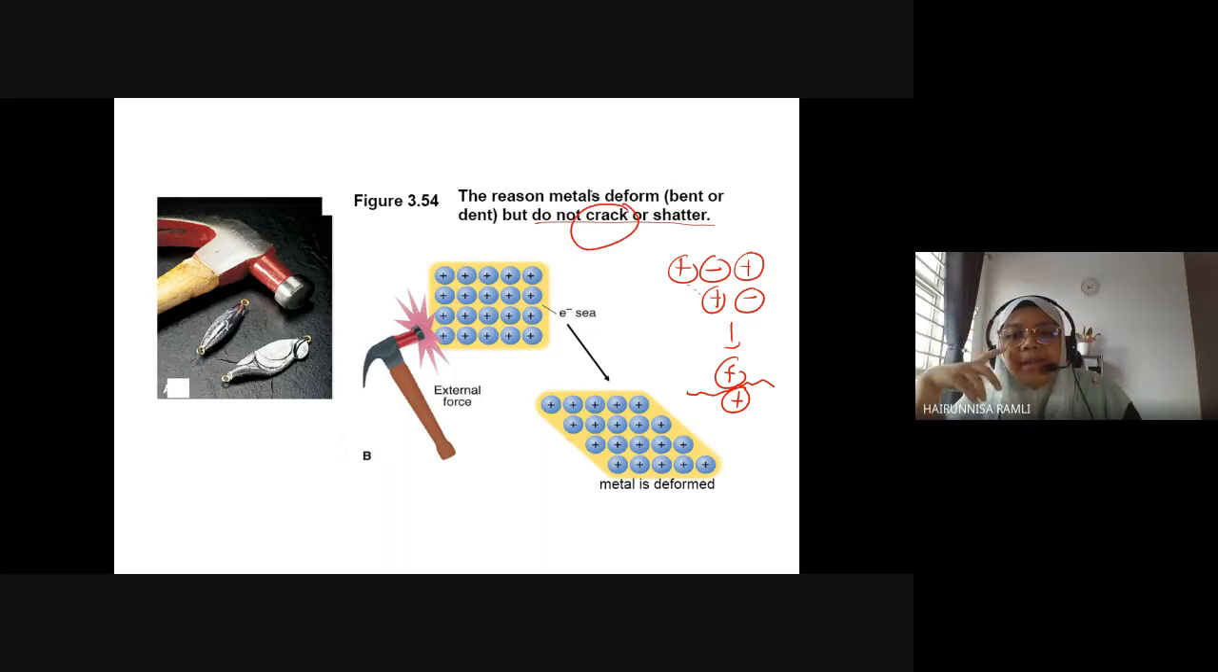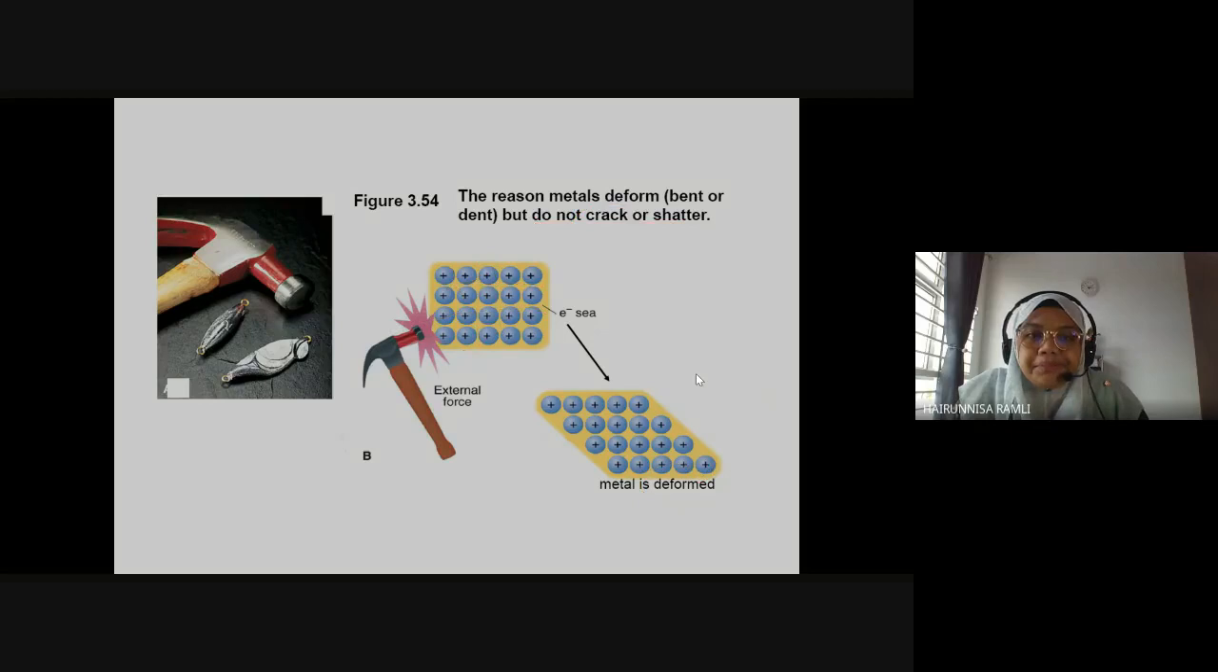Okay, tapi kalau metal, dia still memang akan susun positif-positif macam ni. Sebab in between dia tu, in the middle ke kat mana-mana tu, ada electron sea. Okay, so that's why bila ketuk, dia cuma deform saja, dia takkan break lah. Okay, ini physical properties yang paling common lah untuk metal.